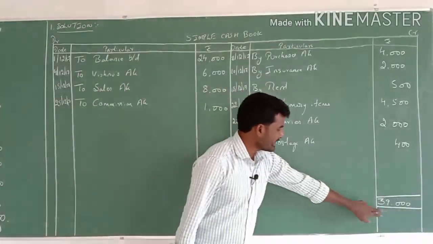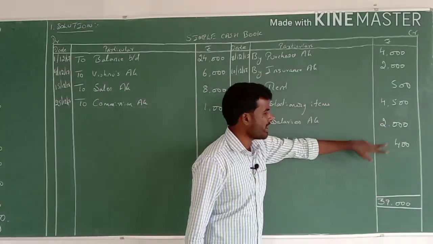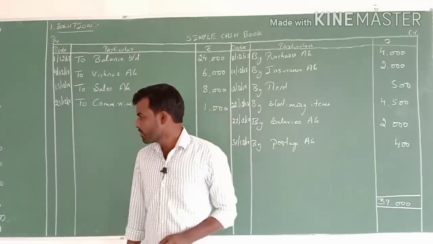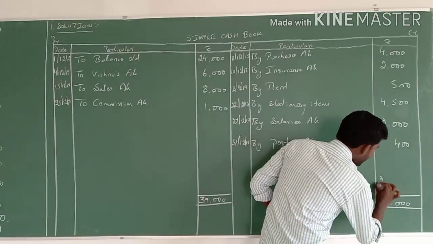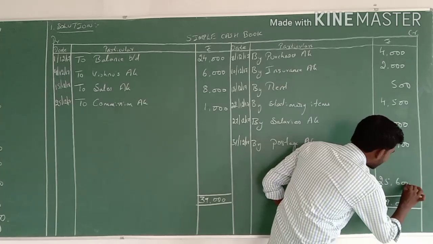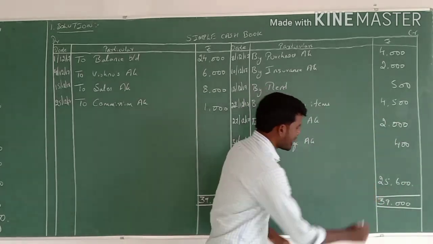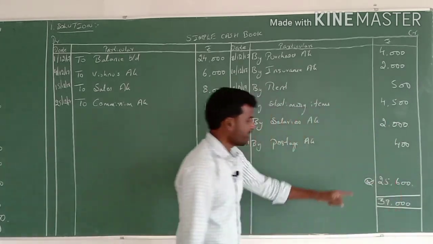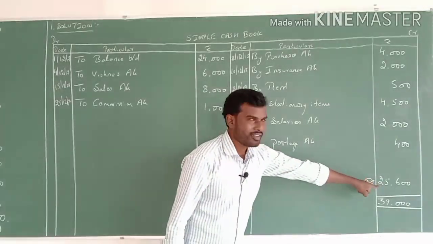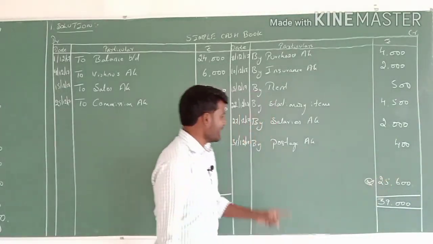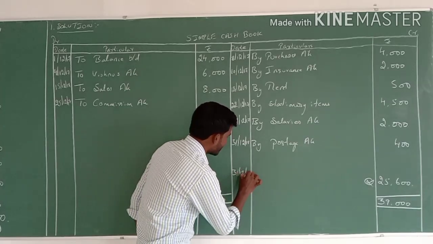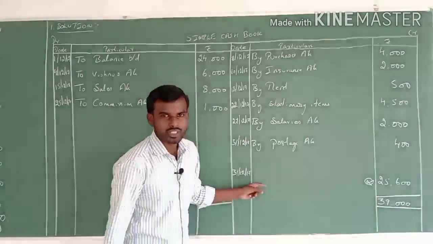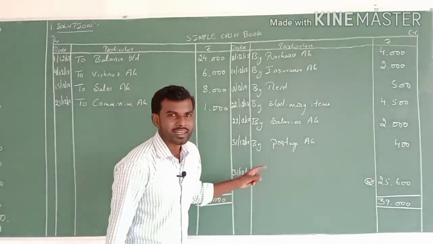Now minus the remaining things from 39,000. What is the difference amount you will be getting? The difference amount you will be getting is 25,600. This difference amount on the last date is called the closing balance of the month.